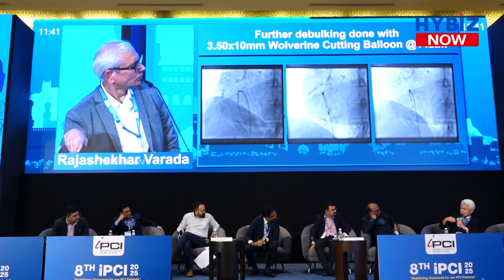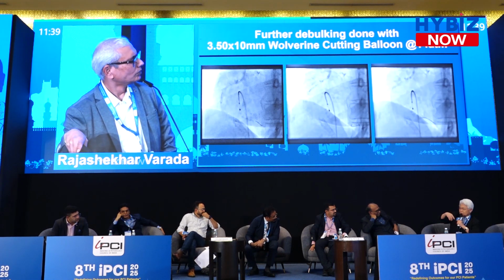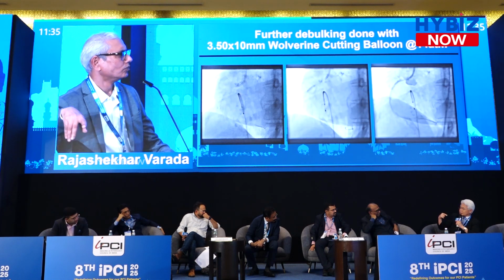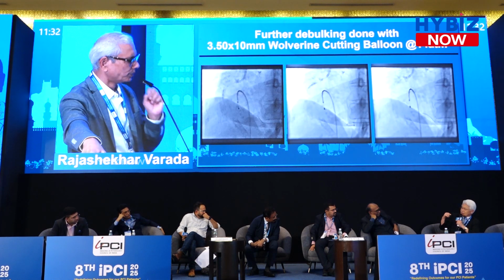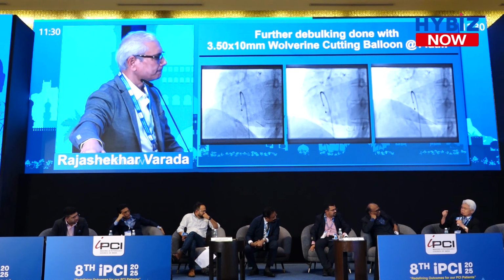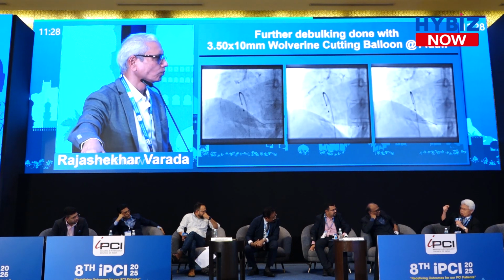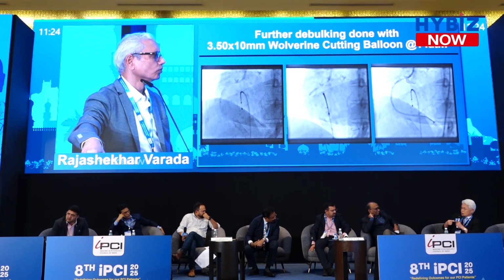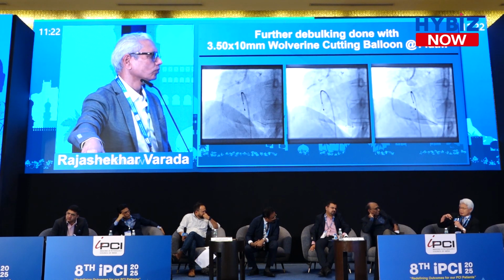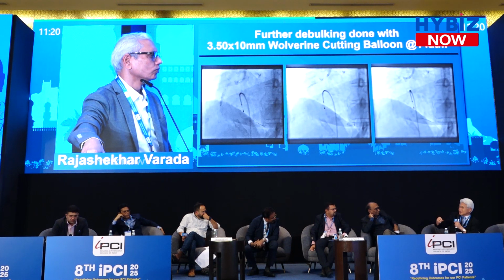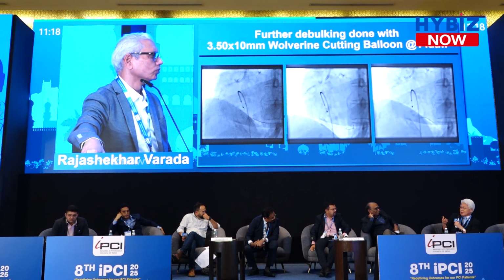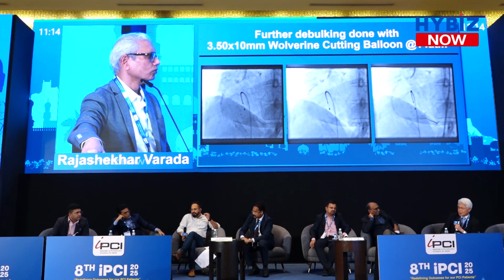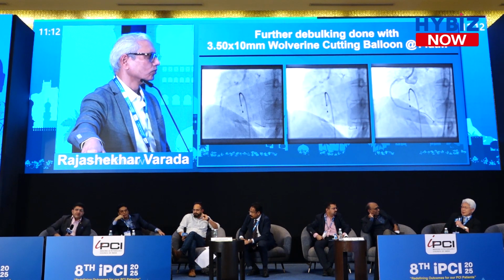If the calcium is on the inner side of the RCA, orbiter in a pullback manner is very effective. But on the outside, I think the rotablator might always go through the outer curve of the wire. And that is very important. Sometimes the calcium is very complex, so one procedure might not be enough. It depends on the calcium deposition.